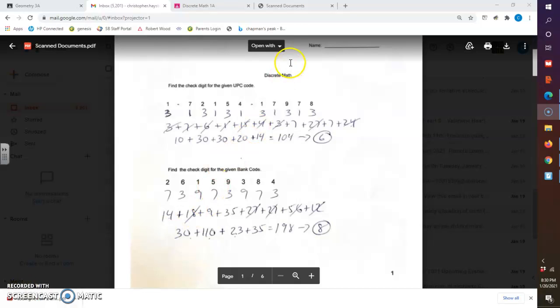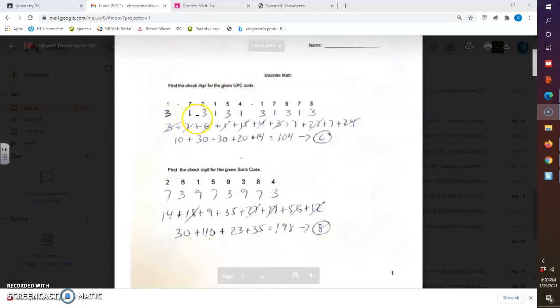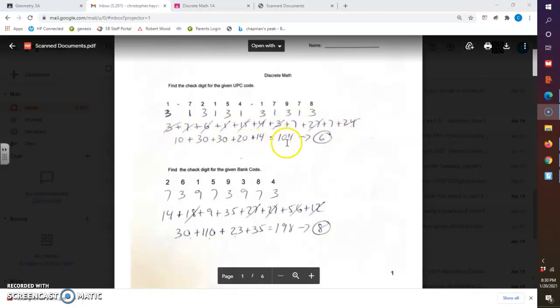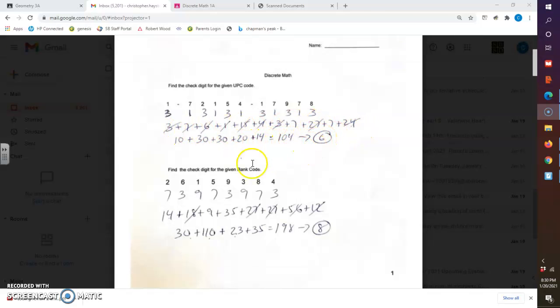All right, guys, so here's a review for your second coding test. You're going to get one of the four codes you had in the first test. So there's a UPC code. We're just doing 3131313131, multiplying and adding. Get your sum, next multiple of 10.